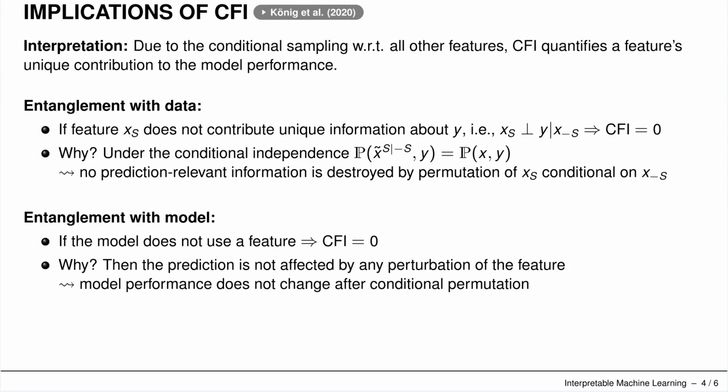But CFI is also entangled with the model, not only with the data. So if the model does not use a feature, then CFI will always be 0. That is because we can basically do whatever we want with the feature. Any perturbation won't change anything as long as the model does not use a feature. So if it's a penalized regression, for example, and it has a 0 coefficient, or if it's a tree-based method and it's never used, then it won't change anything. So it's important that CFI is entangled with the data and with the model.